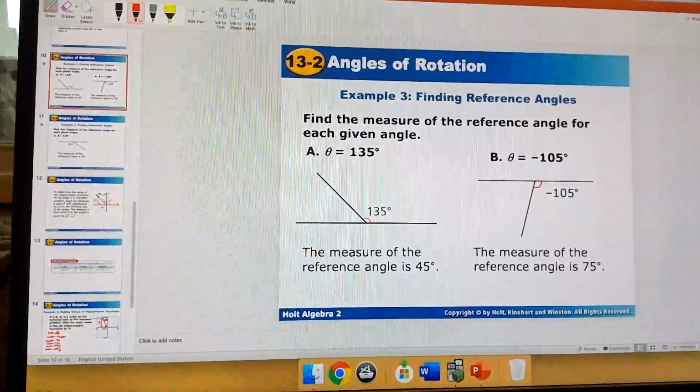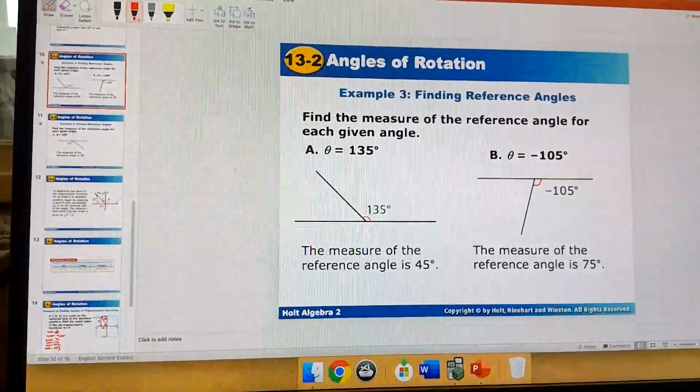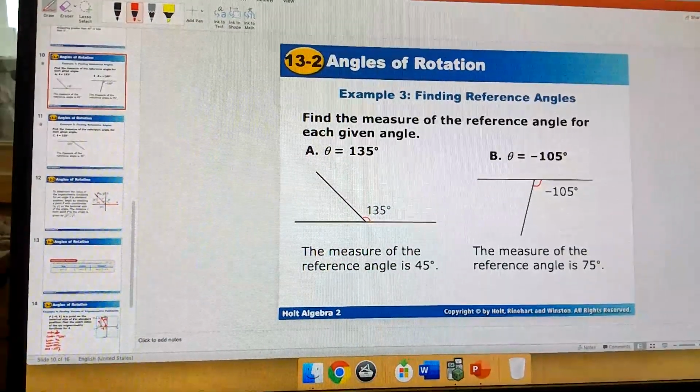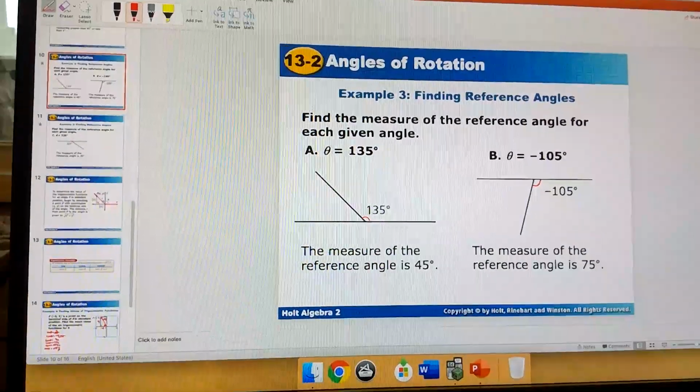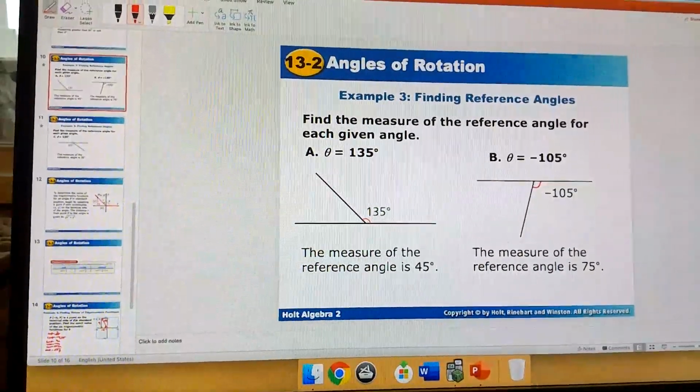So here's the angle 135. That's right here. All right, so now the quickest way back to the x-axis is to go here. Well, if we're at 135, that leaves us 45 for this angle. That's the quickest way back to the x-axis, so that's the reference angle, 45.